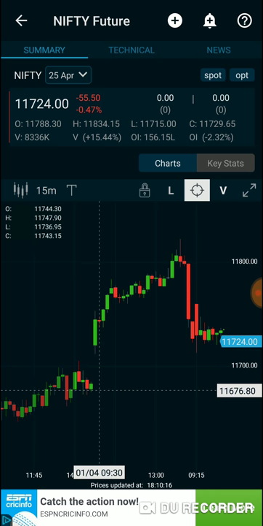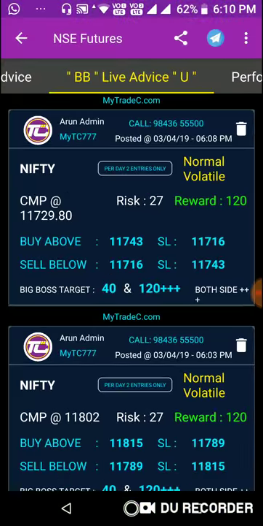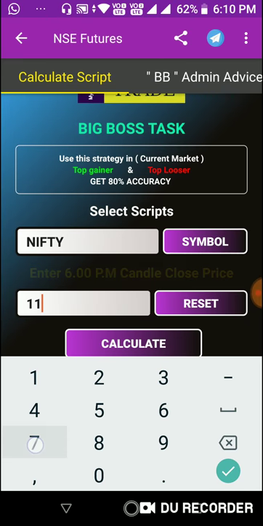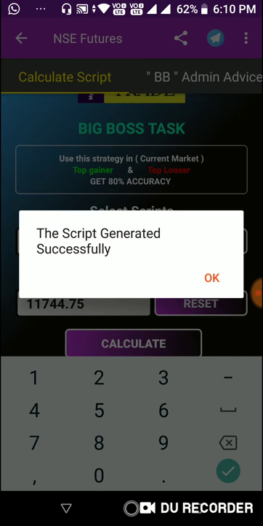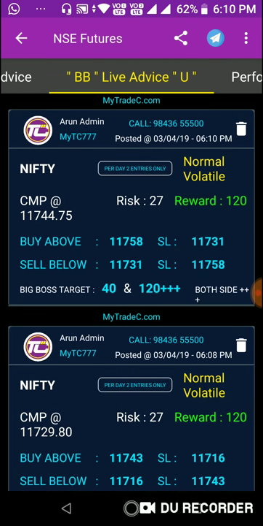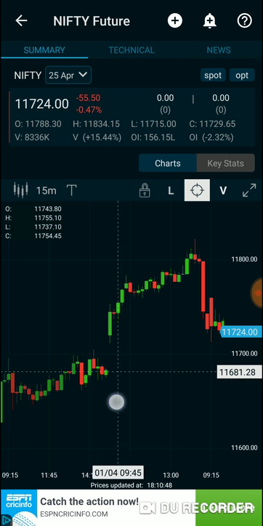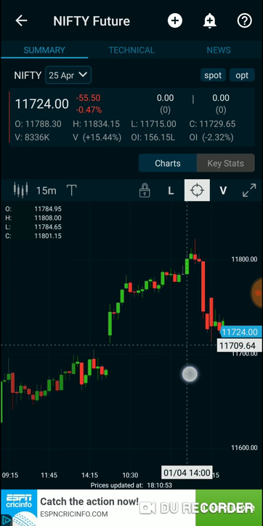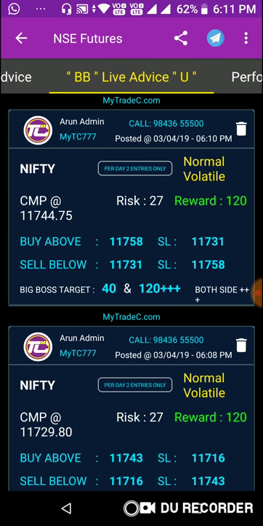So I'm taking 1st April as the first candlestick. 11744.75. Calculate, normal volatile, calculate. Buy above 11758, sell below 11731. So by seeing the candlesticks, it didn't go down, it went up. Buy is triggered, it went up to a maximum of 11822, which means buy is triggered and we got 27 points.